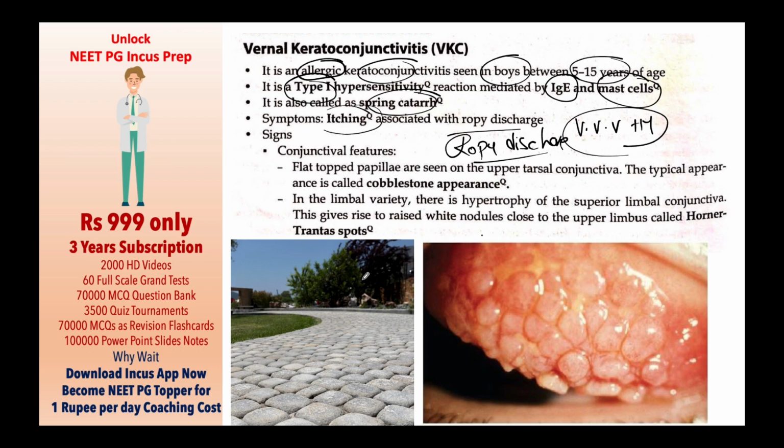Then if you look at the conjunctiva, all these flat-topped papillae are seen in the upper tarsal conjunctiva. See, you have an upper and lower tarsus, no? Two eyelids are there. Upper tarsal conjunctiva you see. And this is called the cobblestone, just like cobblestones are there, no? Like that you can see cobblestone appearance.